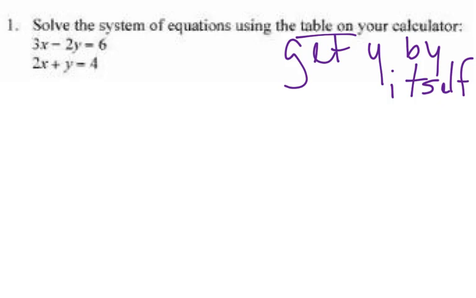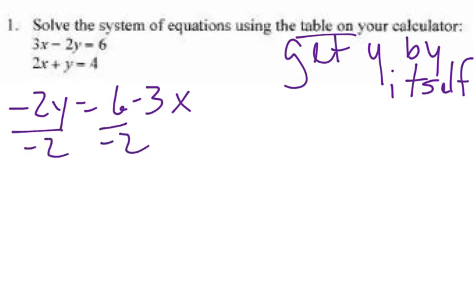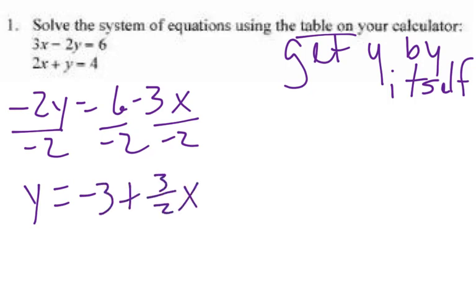So in your first equation, you're going to move the 3x, so negative 2y is equal to 6 minus 3x. Then you're going to divide everything by a negative 2. So y is equal to negative 3 plus 3 halves x. For the second equation, you're going to move the 2x, and so y is equal to 4 minus 2x.